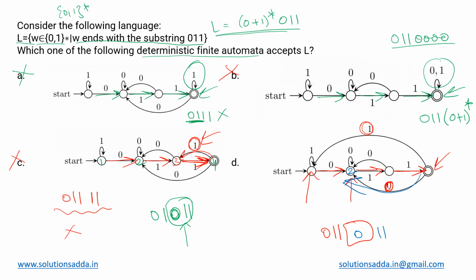But here itself if we had got a 1 then we again need to repeat the entire 011 thing. That's why this transition is taking it to the start state, so that once again 011 can be repeated, and that forms the ending substring for the language. So we see that option D is the correct answer.